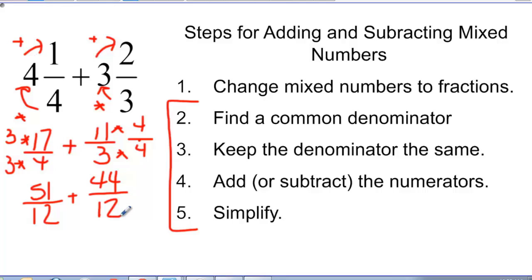Now I'm going to do my third step, which is to keep my denominator the same when I'm adding these. So my answer down here is going to have this same denominator of 12. Okay, so I did step 3. Now step 4 says add or subtract the numerators. I'm adding here, so I'm going to add these 2 numerators together, and I can see that if I add those together, I would get 95. So now I have 95 twelfths, and I want to simplify that.